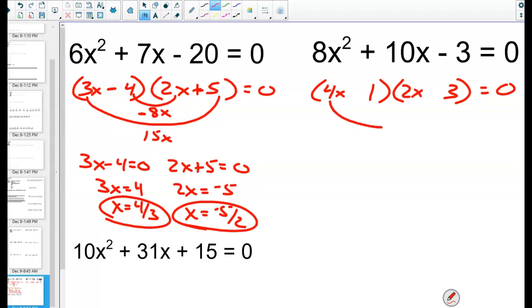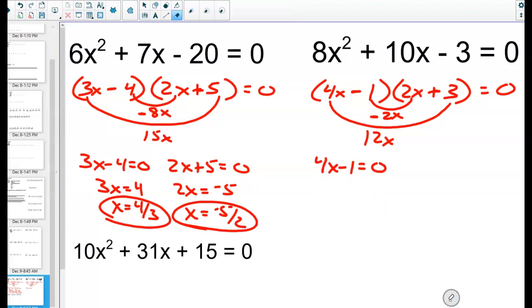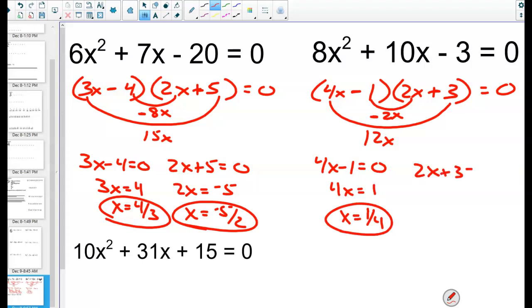Okay. So, we get 12x, we get 2x. Is there a way to make 12x and 2x 10x? Sure. We make the 2x negative. So this is minus, this is plus. 4x minus 1 equals 0. How about that? 4x equals 1. X equals 1/4. 2x plus 3 equals 0. 2x equals negative 3. And x equals negative 3/2. And those are my two answers.